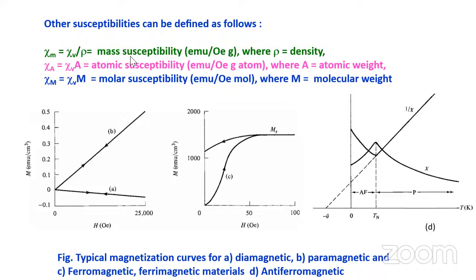As I was talking about the specific magnetization some time before, similar to that of magnetization, specific magnetization is related to the susceptibility for unit mass, or the atomic susceptibility. So the mass susceptibility is expressed as EMU per oersted per gram, where rho is the density of the material. And now atomic susceptibility is one more parameter, or molar susceptibility is another parameter. So if it is for a fixed value of atomic weight, then it is the atomic susceptibility. If it is for a fixed molecular weight, then it is the molar susceptibility.